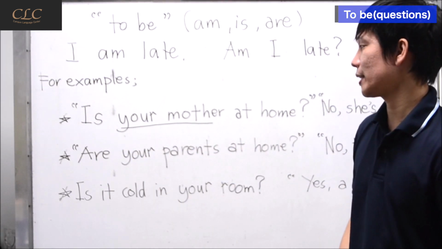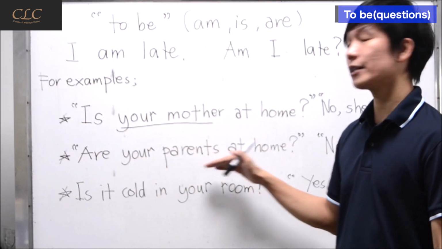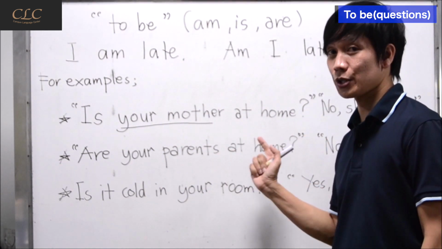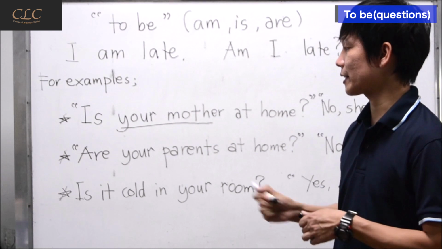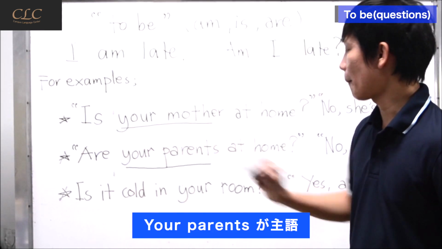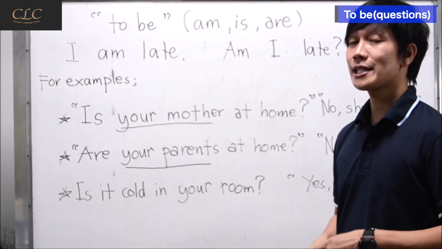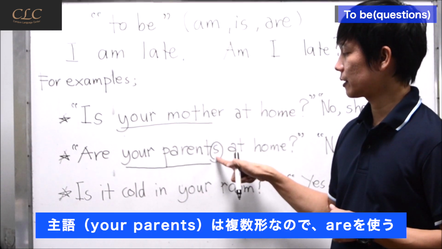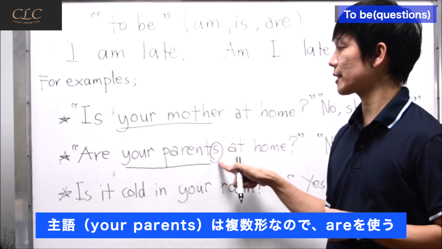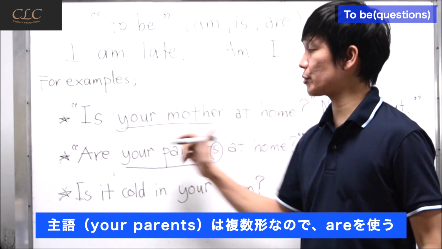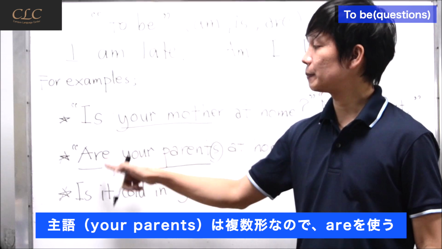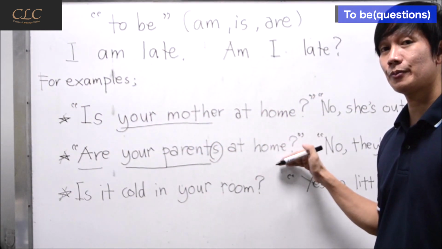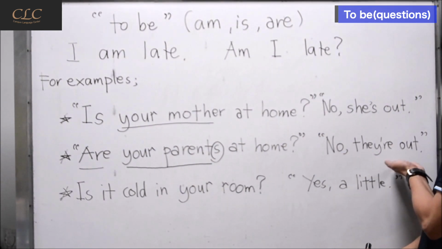Okay, how about here? The next example is, are your parents at home? What is the subject in this question? Right, the subject is your parents. So what is the number of the subject? The number is plural. There is an S here, parents. So we should use the be verb are. Are your parents at home? No, they're out.